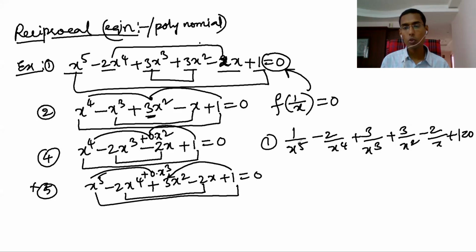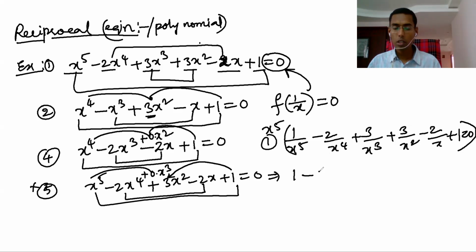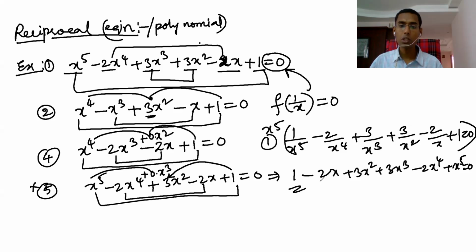Now what will happen? If you multiply both sides with x power 5, you can always multiply both sides with x power 5. What do you get here? 1 minus 2x plus 3x square plus 3x cube minus 2x power 4 plus x power 5 equal to 0. You see, you are getting the same thing. This is what a reciprocal equation is.